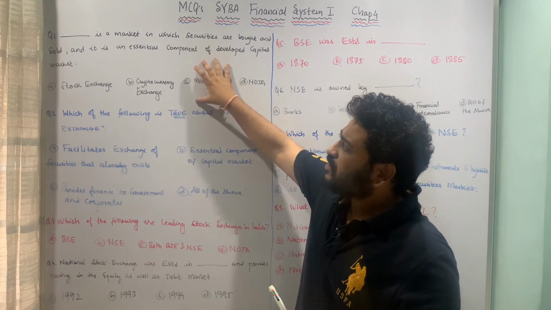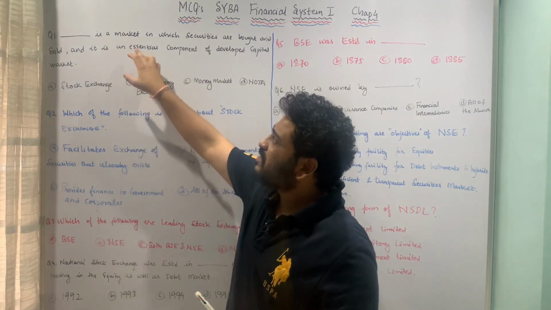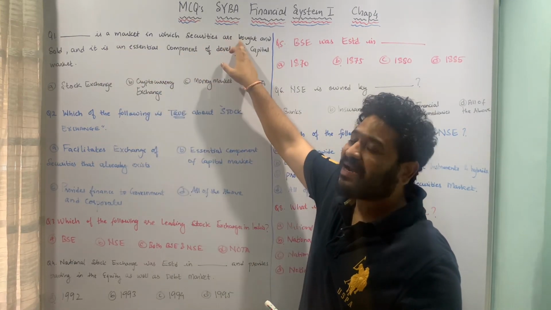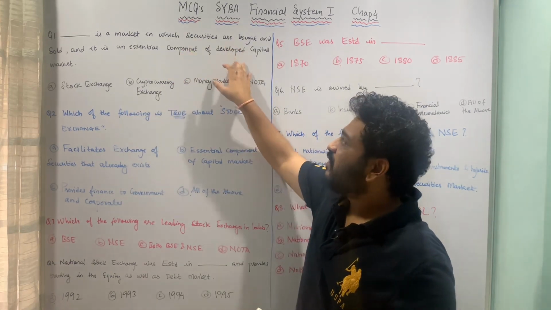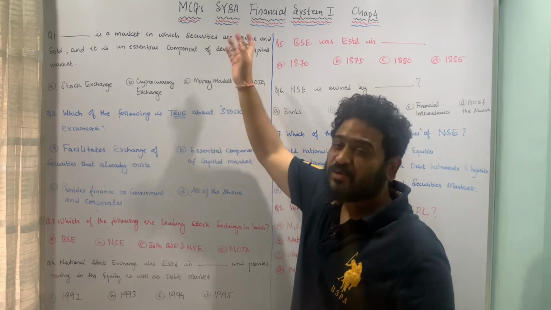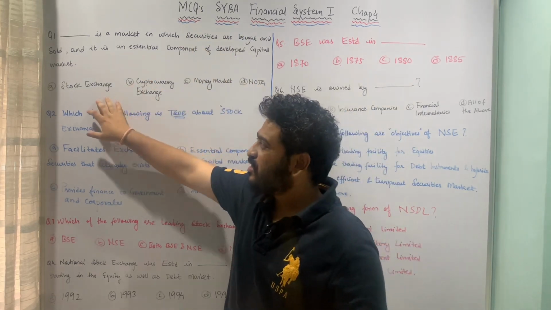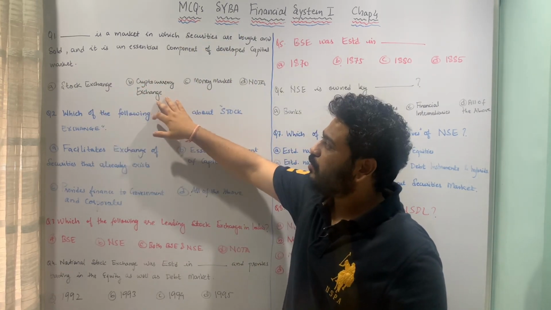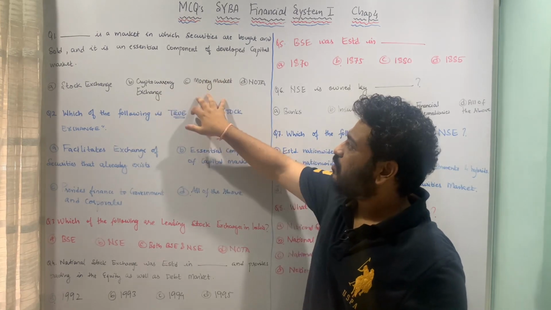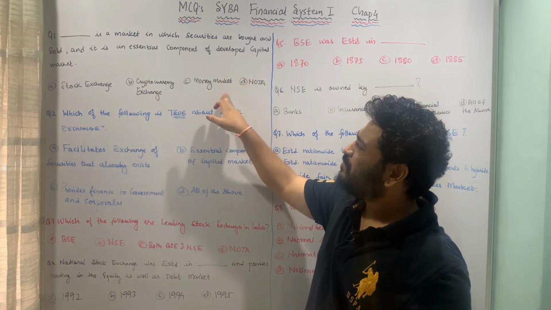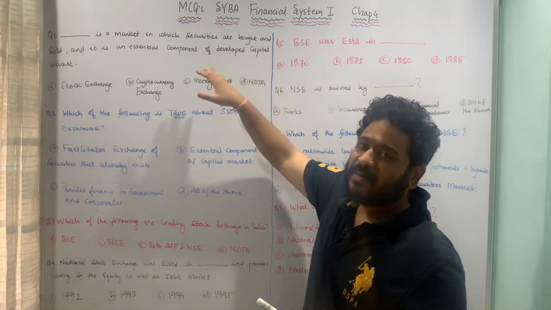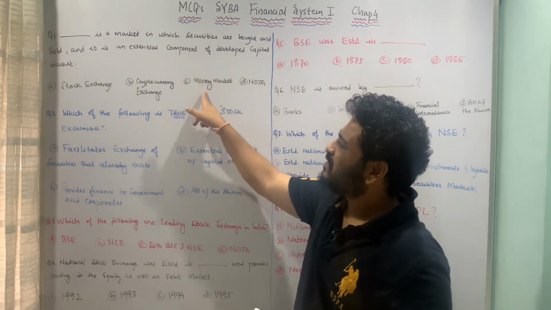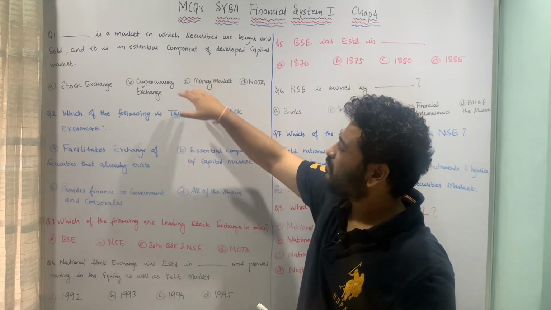The first question is: dash is a market in which securities are bought and sold, and it is an essential component of the developed capital market. Whether you call it stock exchanges, cryptocurrency exchanges, money market, or none of the above. Here, money market is obsolete because it is a component of the developed capital market, so it doesn't really fit this particular question.